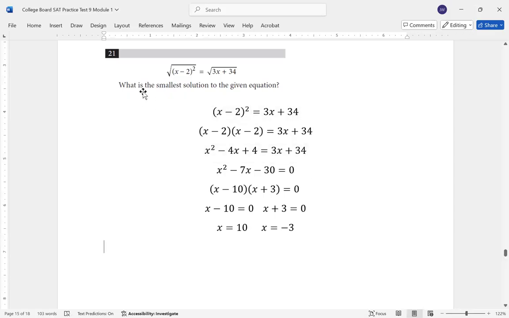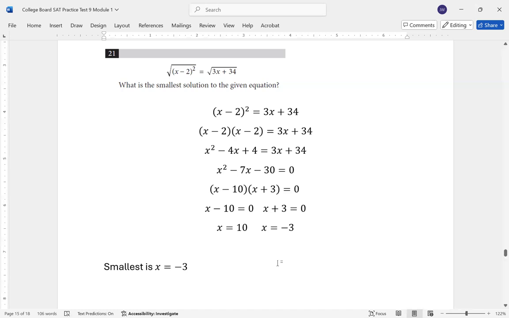Question 21 asks for the smallest solution to this given equation. The smallest solution is negative 3, and that is going to be my final answer. Negative 3 is the smallest solution to this equation.